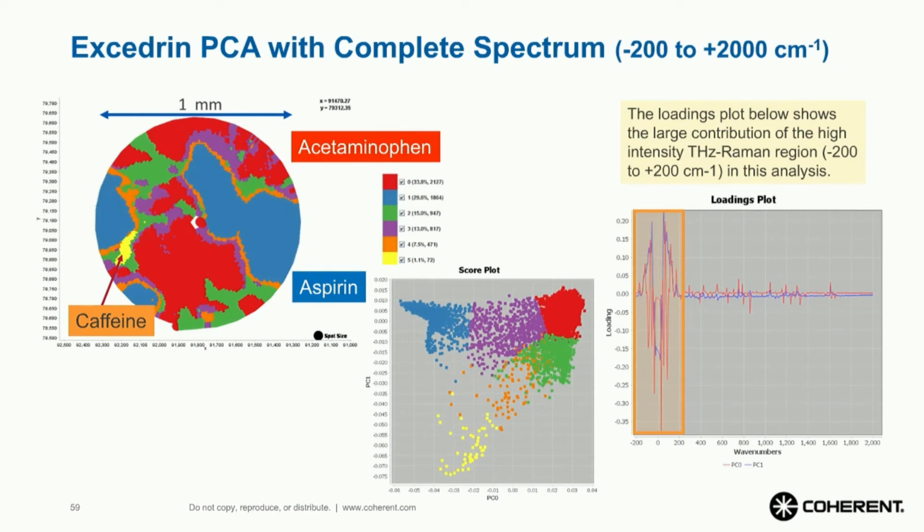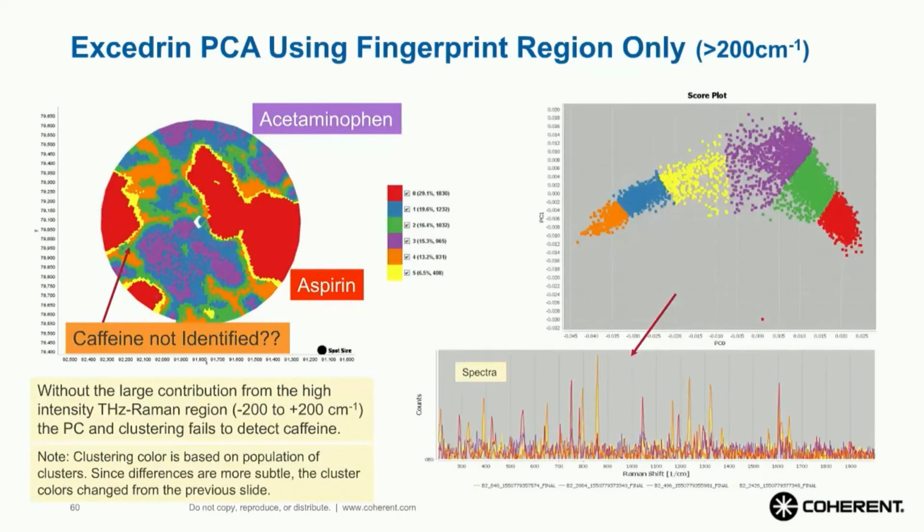So you can clearly see the regions which would correspond to acetaminophen in red, aspirin in blue, and caffeine in yellow. But if we were to limit the data to only the fingerprint region greater than 200 wave numbers, scanning so quickly, we then lose the weaker information coming from the caffeine portion of it, because the signal-to-noise ratio has now dropped significantly.